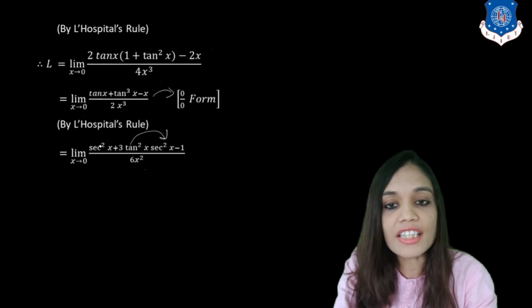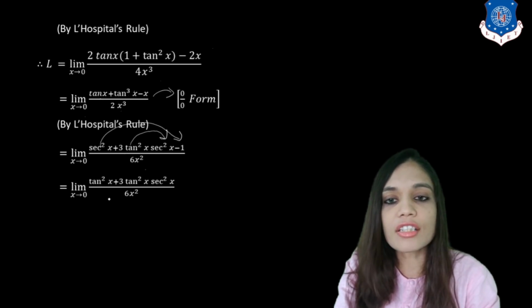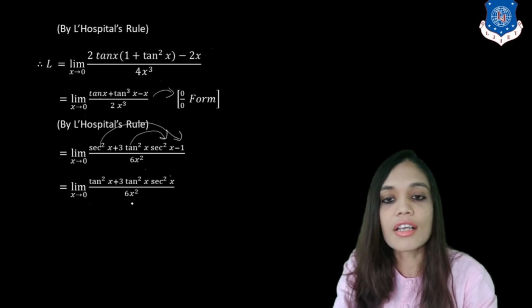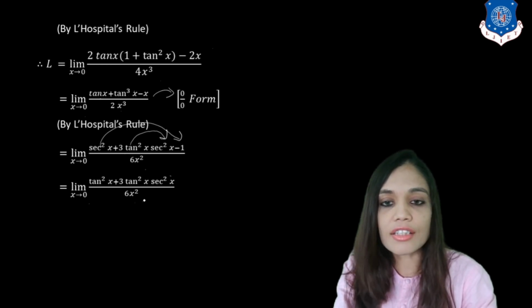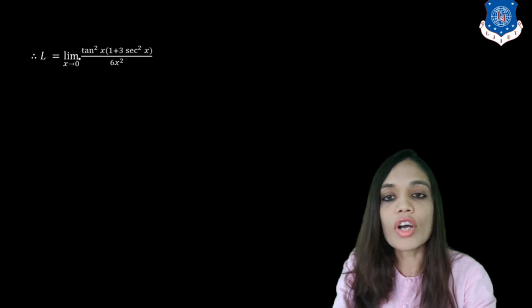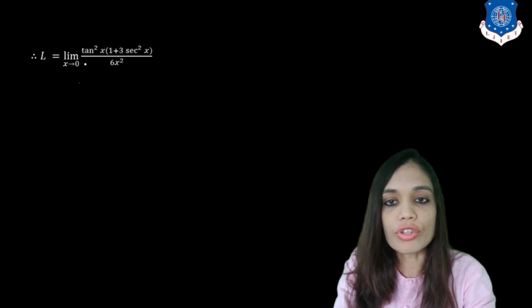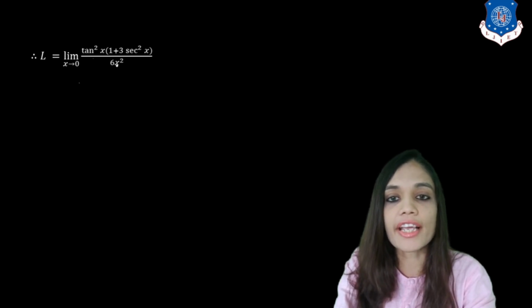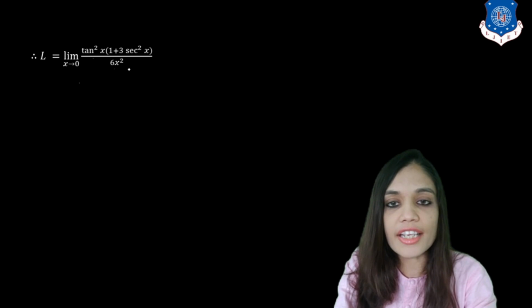Right? Now sec square x minus 1, we know it is equal to tan square x. So you will get limit x tends to 0, (tan square x plus 3 tan square x into sec square x) upon 6x square. Right? Now take out tan square x common. So what you will get? Limit x tends to 0, tan square x into (1 plus 3 sec square x) upon 6x square.